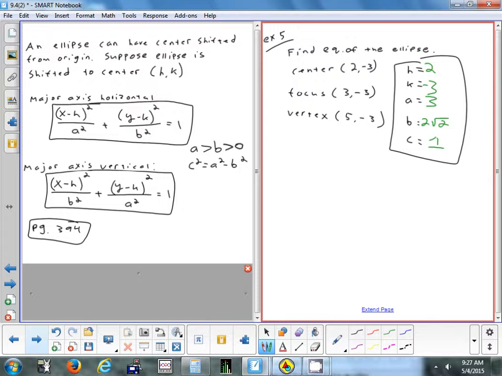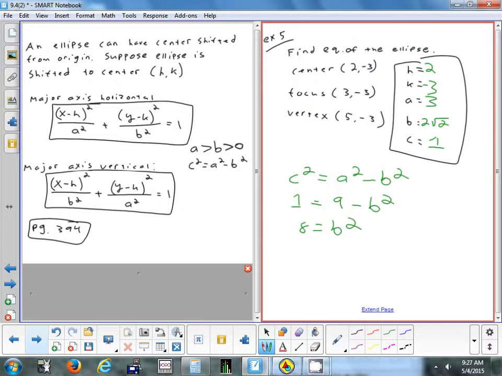A couple people are looking at me a little bit. So that's your C squared equals A squared minus B squared. In this case, it's 1. A squared is 9. So you're going to end up with the square root of 8. And he reduced it all in one step. So that's perfect.